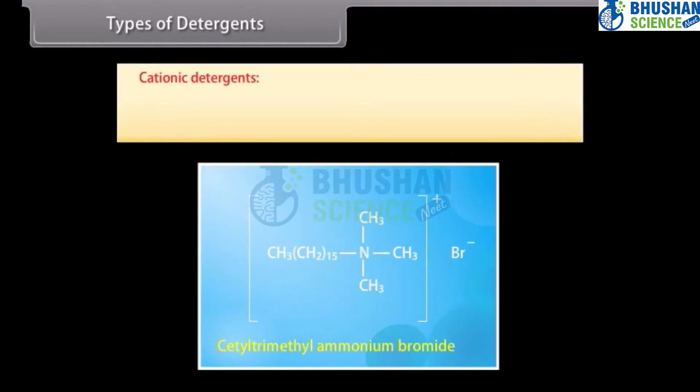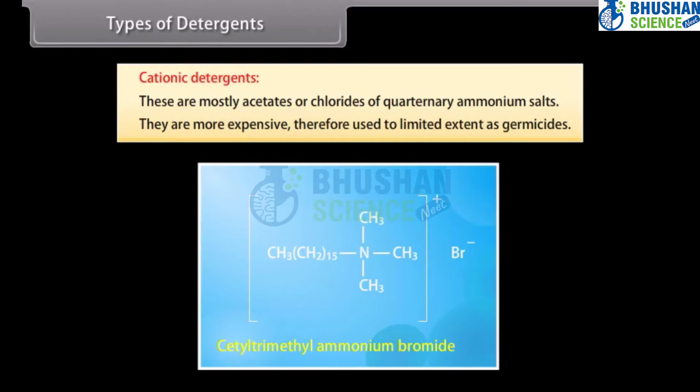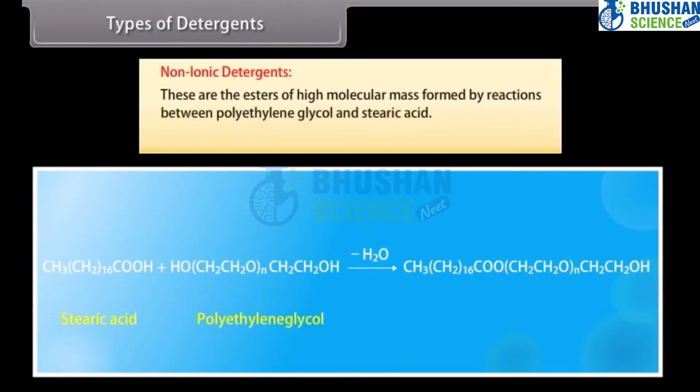Cationic detergents. These are mostly acetates or chlorides of quaternary ammonium salts. They are more expensive, therefore used for limited extent as germicides. For example, cetyl trimethyl ammonium bromide. Non-ionic detergents. These are the esters of high molecular mass formed by reactions between polyethylene glycol and stearic acid. Some liquid dishwashing detergents are of non-ionic type.